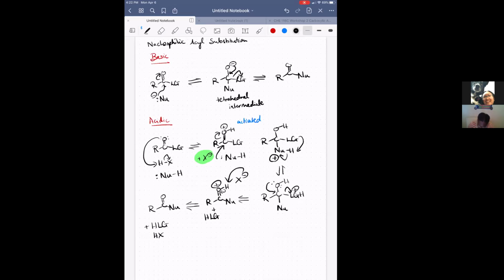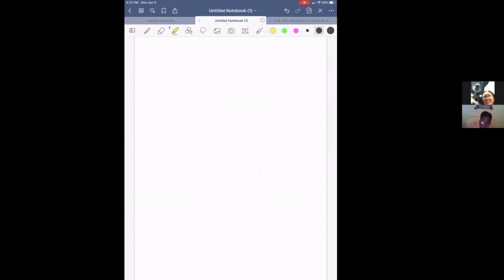Right? So we have all 3 of those species, but this is kind of the desired species that we want right here. This is what all that work was for. All right, any questions? No? All right, so now we're going to go through 2 examples, and we'll look at carboxylic acid specifically as our nucleophilic acyl species, and we want to get some substitution there.